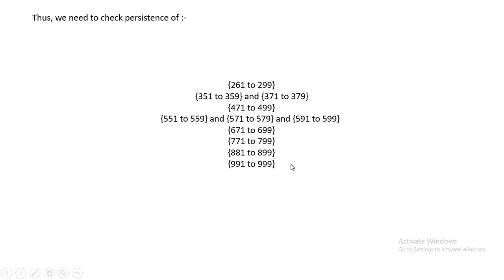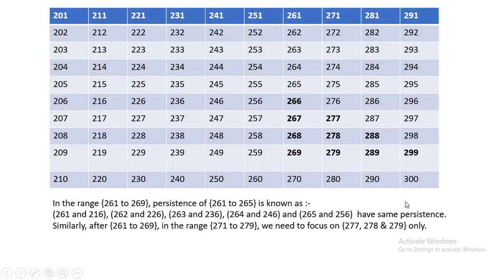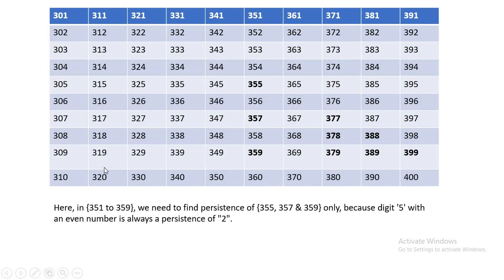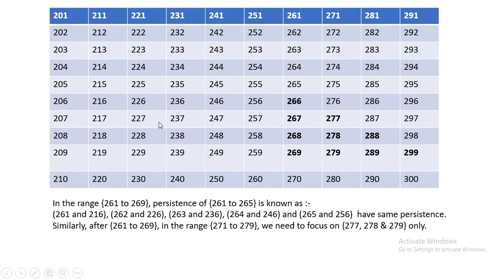So let's look. Now from 200 to 300, we have seen that we have to look from 261 to 299. But we can see here that the persistence of 262 is the same as the persistence of 226, and we have checked below 260 that no persistence of 5 is there. So this is not of persistence 5. That means this is also not of persistence 5. Similarly, 263 is the same as 236. The persistence of 236 and the persistence of 263 are the same.